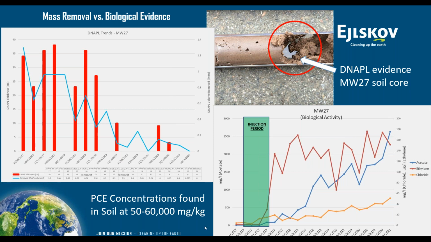And this is backed up by two pieces of data: the concentrations found in soil, which were up to 50-60,000 milligrams per kilo, and the levels of DNAPL measured in the monitoring well that was installed in the same location. This graph shows us the trends of DNAPL measured by the consultant in charge of the monitoring at the site.